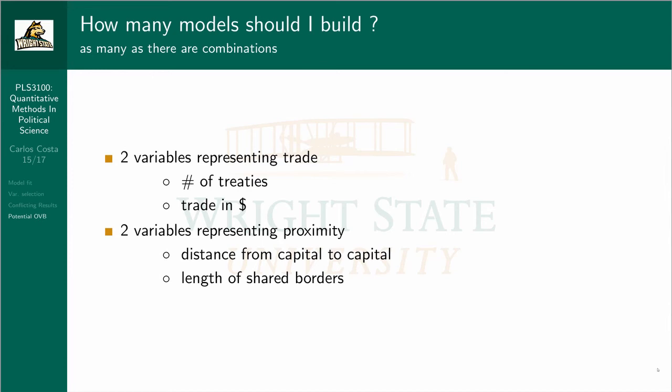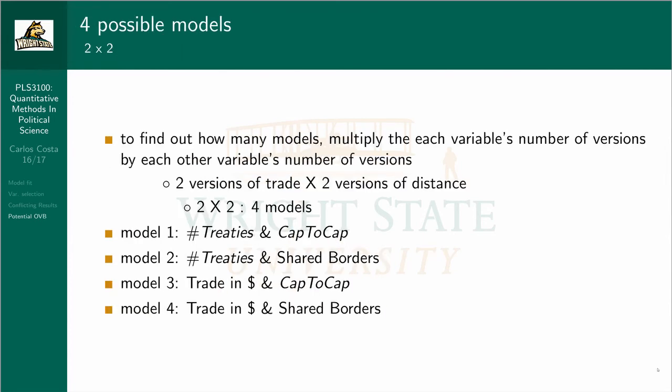Here you have two variables representing trade. Those are the number of treaties and the amount of trade in dollars. And you also have two variables representing geographical proximity. Those are distance from capital to capital and length of shared borders. That gives you a total of 4 possible models.